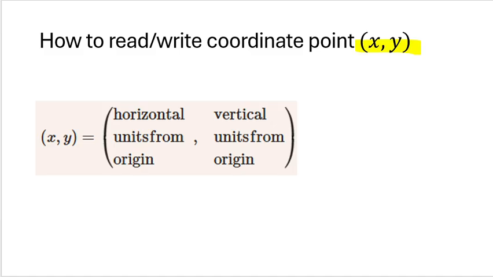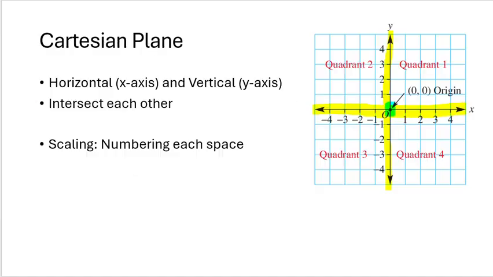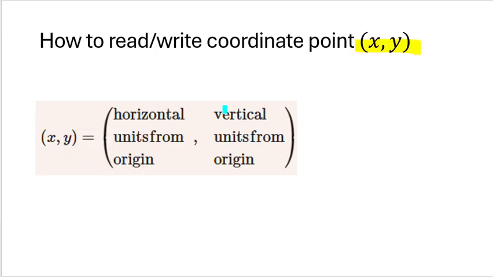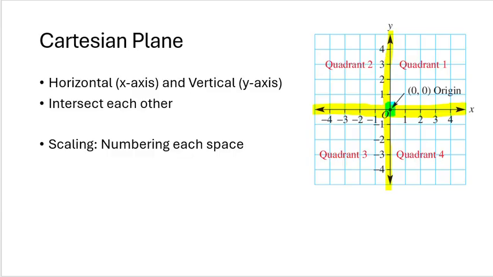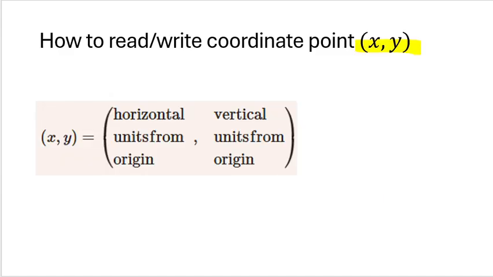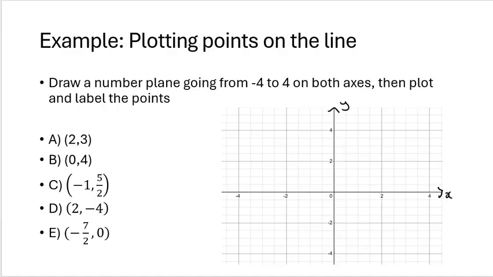Now, how to read or write a coordinate point. When we read or write a coordinate point, it always goes in the order of x and then y. So just remember, this is how you read it. To get the x value, you'd read it as horizontal units from the origin. So you start from point 0, and then you just count left or right depending on where it is. And then for the y value, it's the vertical unit. So you just go up and down across the y-axis. That's pretty much how it is. These are the basics of everything.